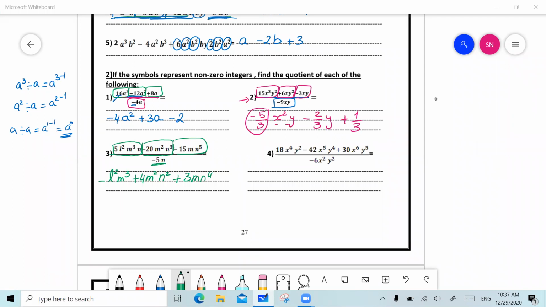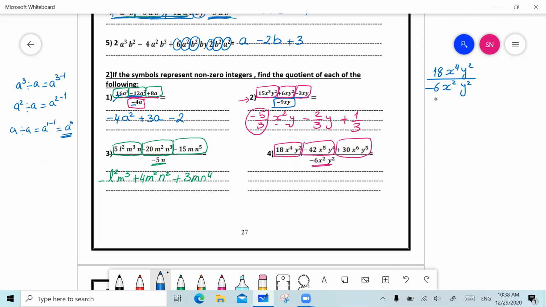Okay, so let's go now and solve question number 4. We agreed that when I have an expression divided by a monomial or a term, what I should do is go and divide each term alone by the monomial or by the term, and keep in mind the signs. So the first one, I'm going to make 18 x to the power of 4, y to the power of 2, divided by -6, x to the power of 2, y to the power of 2.